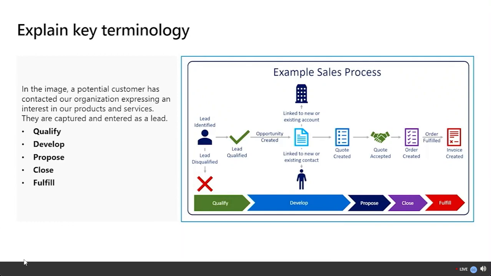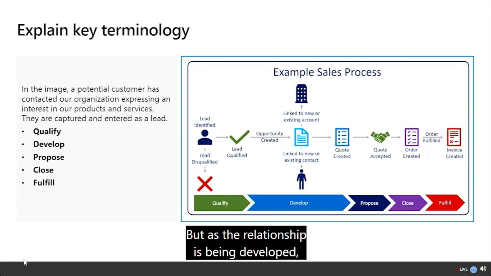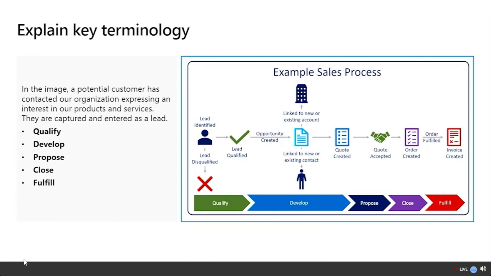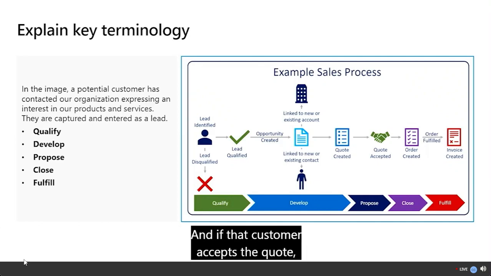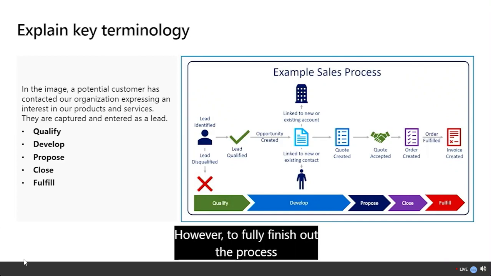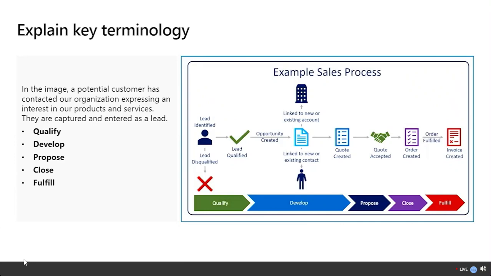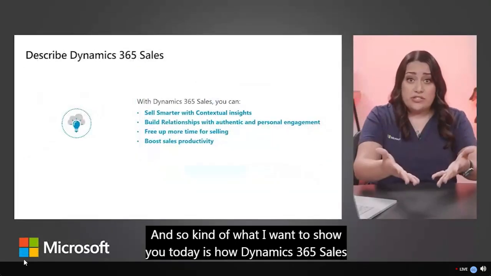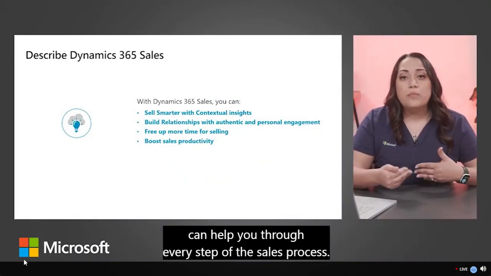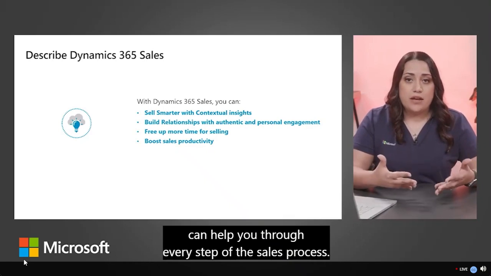But as the relationship is being developed, the sales rep will then create a quote or a proposal. And if that customer accepts the quote, it's going to turn into an order. And this is where we usually say the deal is closed. However, to fully finish out the process, the order needs to be fulfilled and billed. And so what I want to show you today is how Dynamics 365 Sales can help you through every step of the sales process.